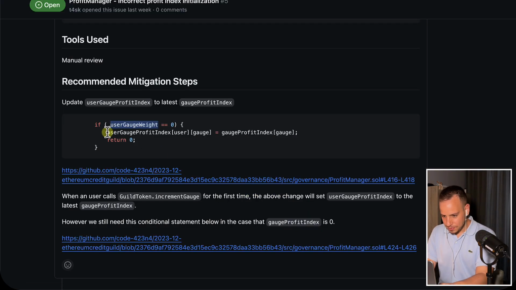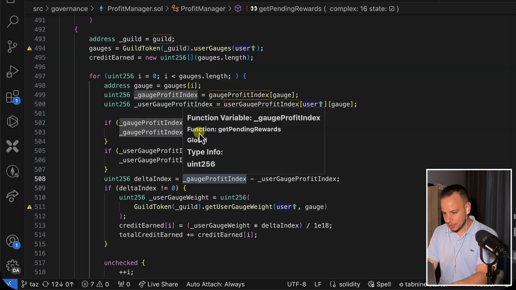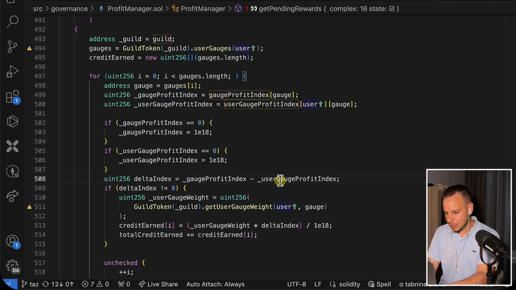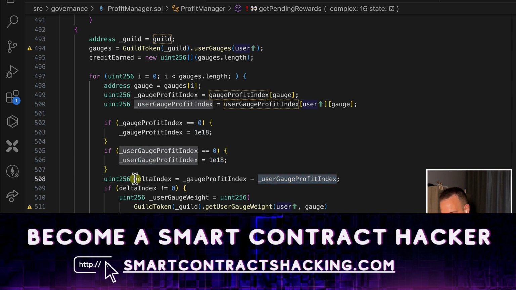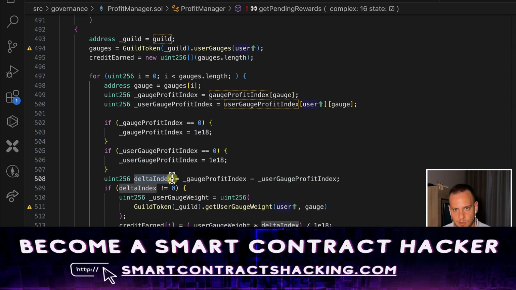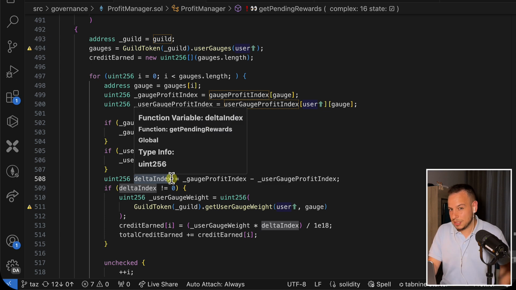So instead, we need just to put the last index. So when we do this gauge profit index minus the last index, it won't be so much. The delta index won't be so much, because if this is going to be 1E18, the second time we call it, this delta is going to be huge because the gauge profit index just progressed because there are more profits added to the system, and a big number minus 1E18 will be a big number. Delta index will be big, which means the user will get rewards that he's not supposed to get.